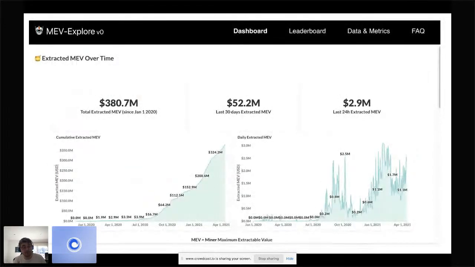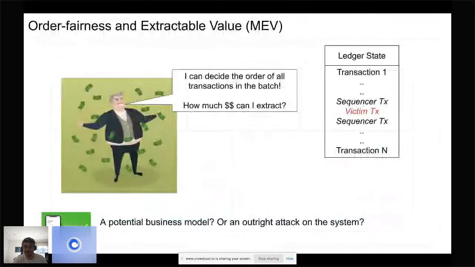Now, MEV is getting very popular on Ethereum, and I took this screenshot a while ago. Miners are doing this now on Ethereum. They're extracting value from users' transactions, and Flashbots also help with that. So, is it an outright attack on the system? I think this is just a very subjective matter, and I don't have a strong opinion on it.